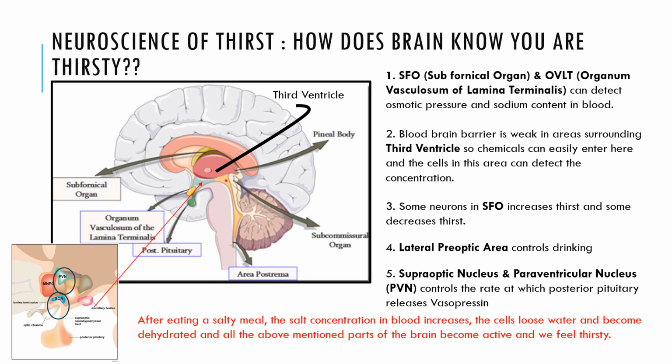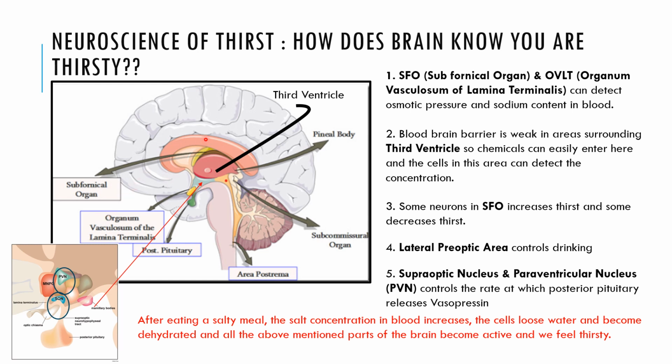In this slide, we are going to see the parts of the brain and the functions which are involved in the regulation of thirst. I have given the diagram here so that you are able to visualize where these parts are and how they function. An important portion is this third ventricle here, and then here you have the subfornical organ, and then the OVLT, or the organum vasculosum of the lamina terminalis. These two parts can detect the osmotic pressure and the sodium content in the blood.